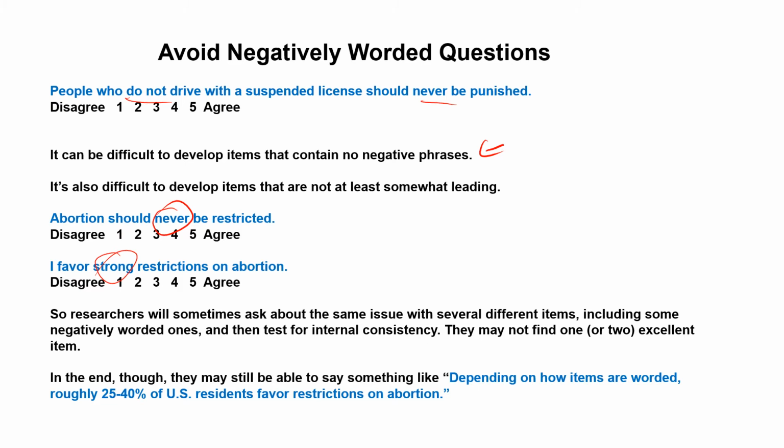In the end, though, you may still be able to say something like, depending on how items are worded, roughly 25 to 40% of U.S. residents favor restrictions on abortions. So when you look at this, and as we're now seeing, it's actually lower than that. Besides the point, the point is we could say something like that, looking at it from the perspective of looking at multiple different questions and grouping them together.